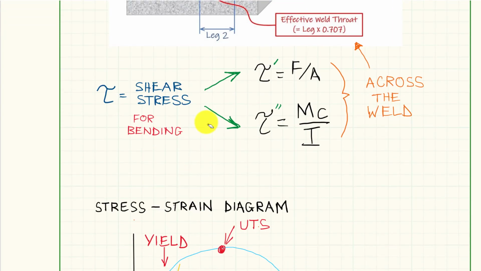So let's take our basic equations, force over area and MC over I, and let's look at them in terms of shear stress for bending. We're going to be doing this formula in lab. I'm just going to reference this as tau prime and our secondary tau right here. So primary stress, secondary stress, and this is going to be across the weld. We need to take the length of the weld times that throat distance there, and we can get that effective area.